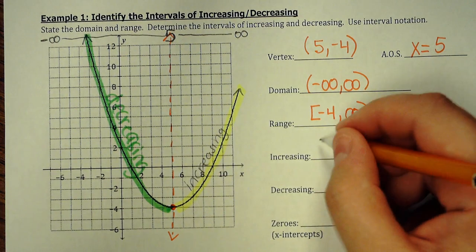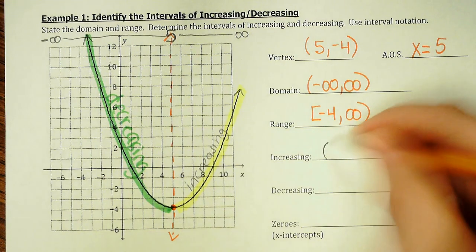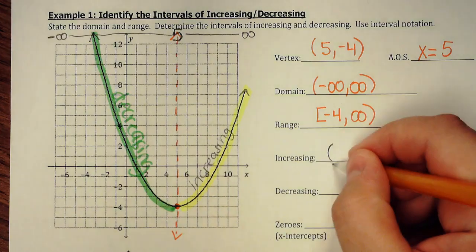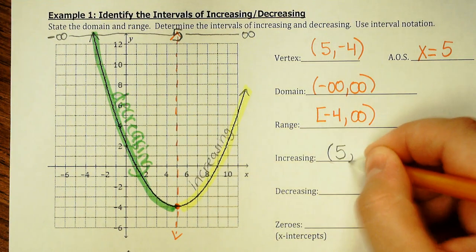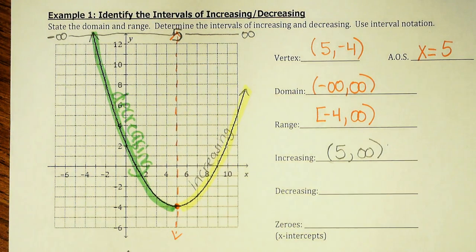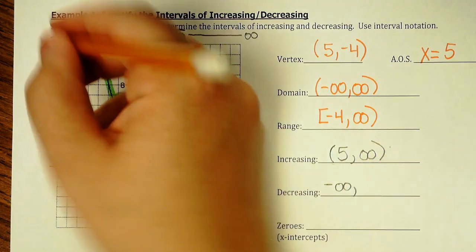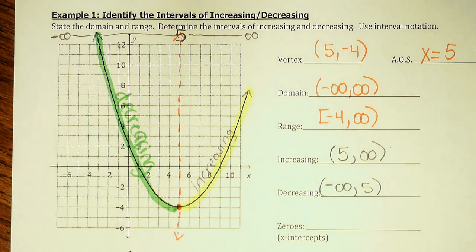So here's how I'm going to write my intervals. My increasing, I start increasing at 5. Now remember I mentioned to you, I'm not increasing or decreasing at that point, it's just flat, so I'm not going to use a bracket there, I'm going to use a parenthesis. So I'm going to say from 5 to infinity, we're increasing. And then back here, I'm decreasing from -infinity until I get to that 5. Again, both of these have parentheses.